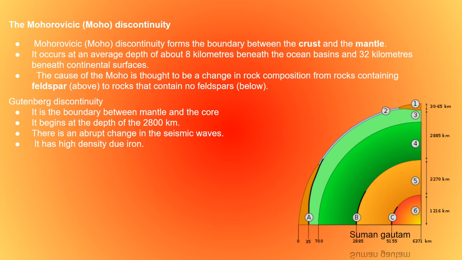So those were the three layers of interior of Earth, and now we will talk about the discontinuities. What is a discontinuity? See, when we go from one layer to another layer or one area to another area, there is always an abrupt change.